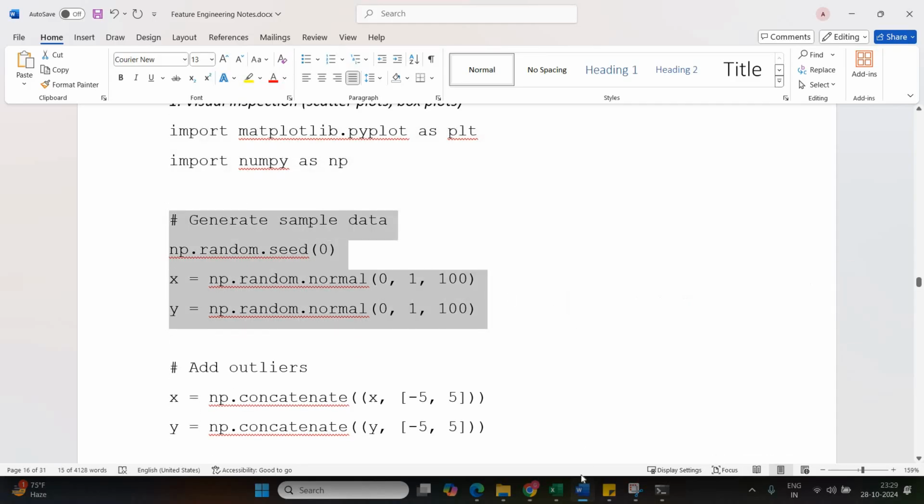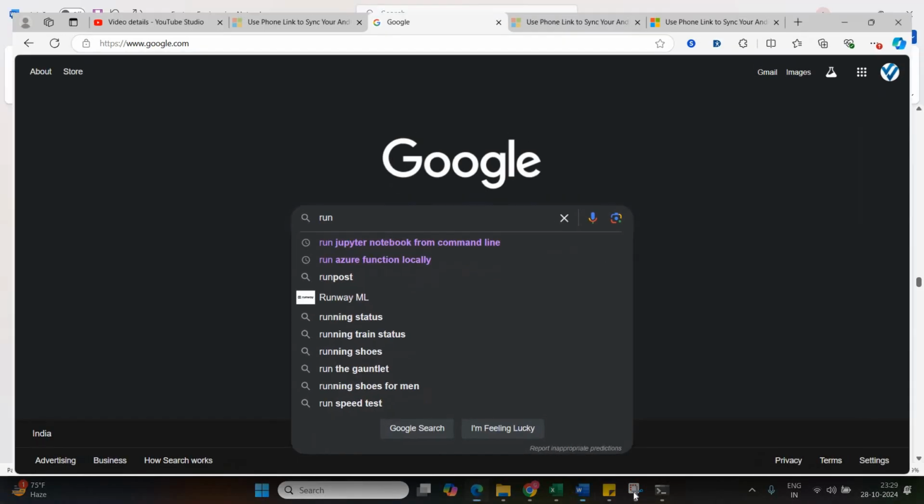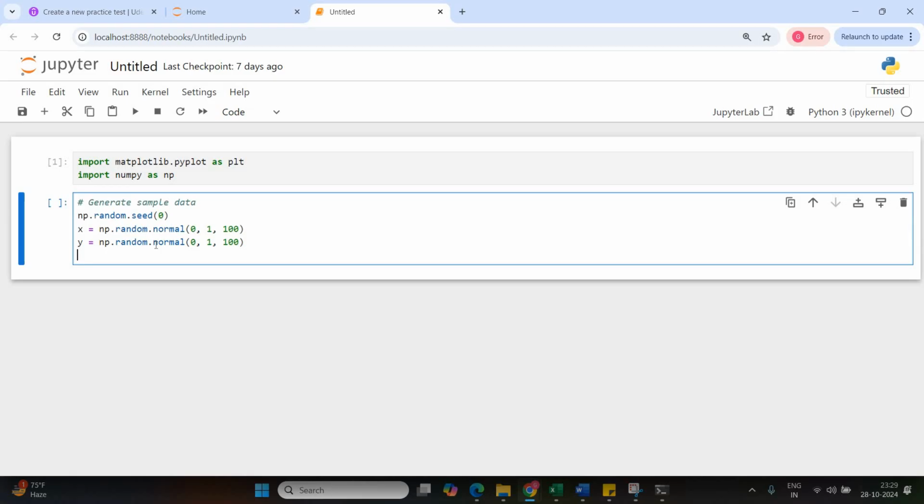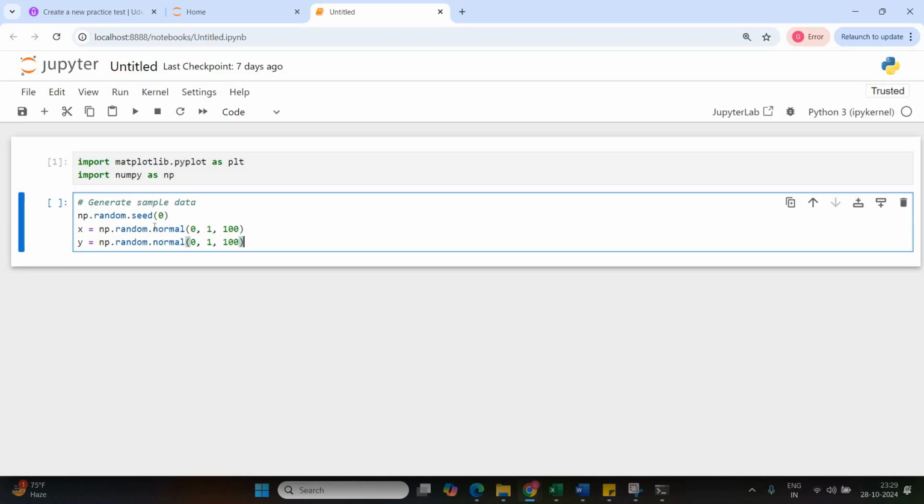Then we are going to generate the sample data. So what does this mean? We are going to generate the sample data for the normal distribution. We have seen the normal distribution or the Gaussian distribution in the previous video, right? So here we are going to generate some random data, but we are ensuring that whatever random data we generate, the standard deviation will always be 1 and the mean will always be 0. We have discussed everything like mean and standard deviation. And we have given 100 records to generate.